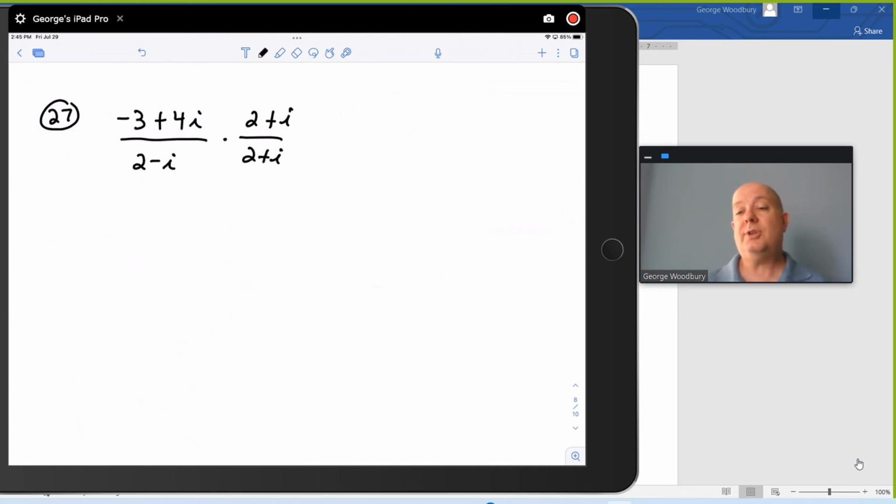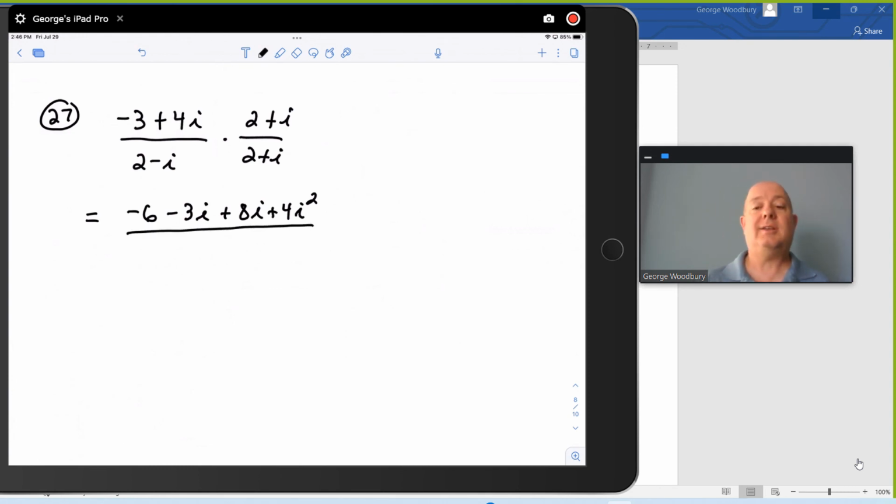I'm going to quickly distribute on the top, starting with the negative 3. Times 2 is negative 6. Negative 3 times i is minus 3i. Now for the 4i, positive 4i times 2, that's plus 8i. 4i times i, that is 4i squared, and that's positive. Downstairs, 2 squared, 2 times 2 is 4, plus 1 squared, 1 times 1 is 1.